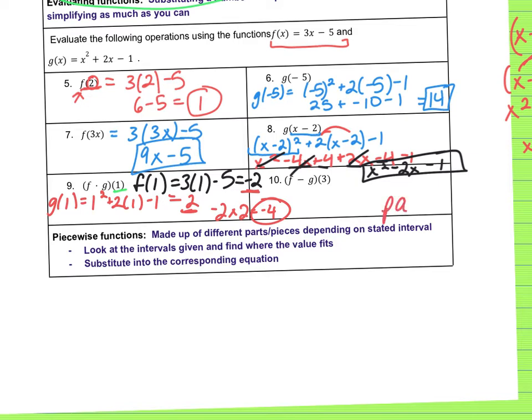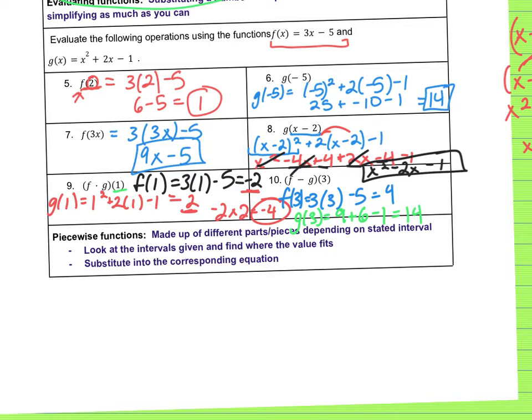And then the last one, try this one on your own. f minus g of 3. That one's pretty easy. Okay, so what I'm going to do is plug in 3 to f. You get 9 minus 5, which is 4. Plug in 3 to g. You get 3 squared, which is 9, plus 2 times 3, which is 6, minus 1, which is 14.